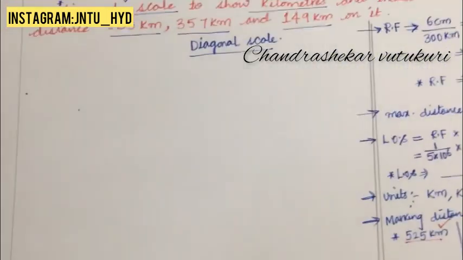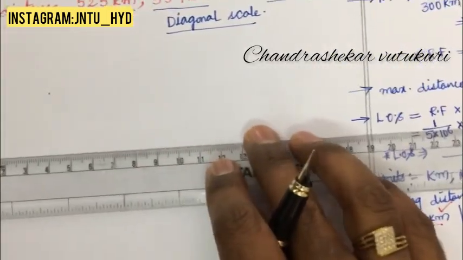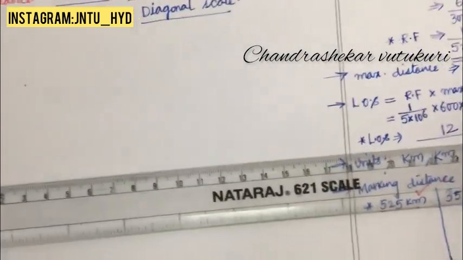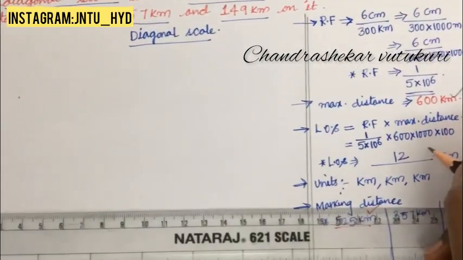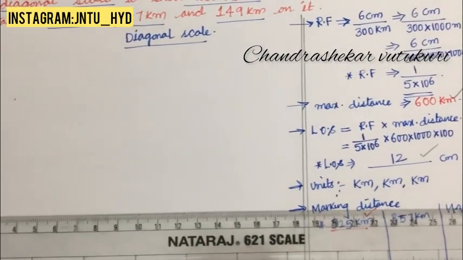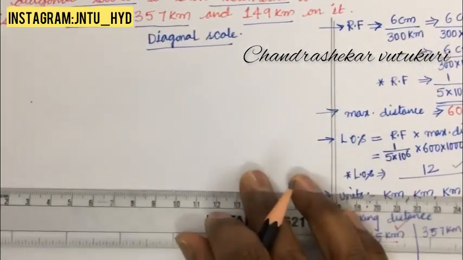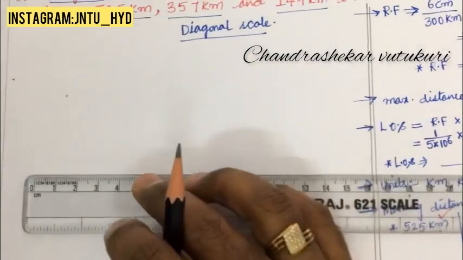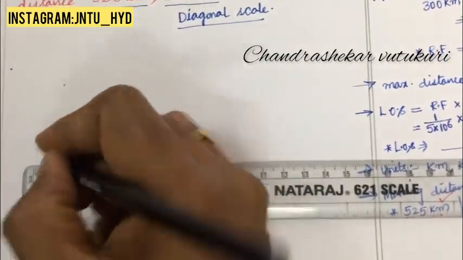So, you are supposed to now go with the construction process. So, what is the maximum distance? That is 600 kilometer, and what is the length of the scale? That is 12 centimeter. Now, the 12 centimeter needs to be plotted as the scale on the drawing sheet. Let us work out the construction process.